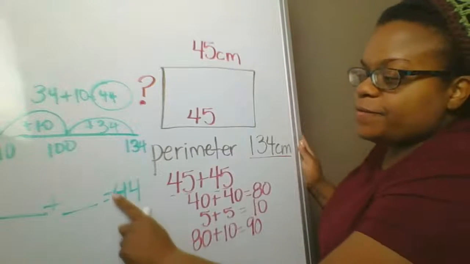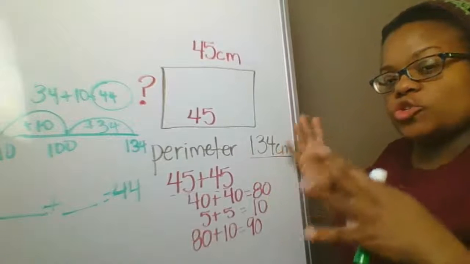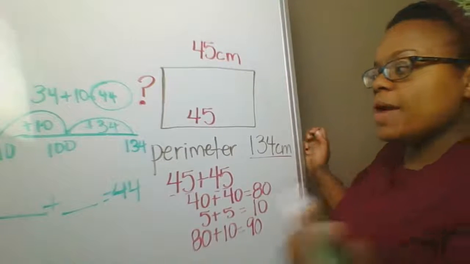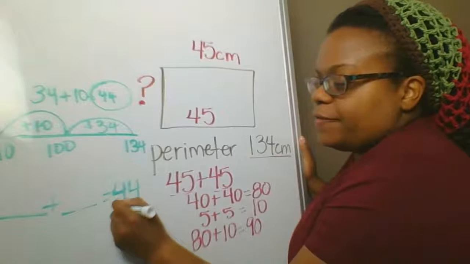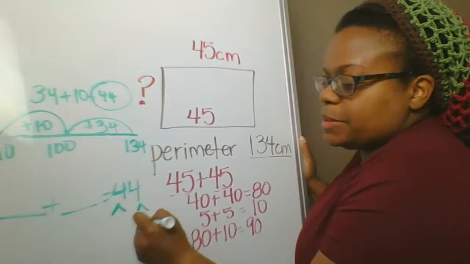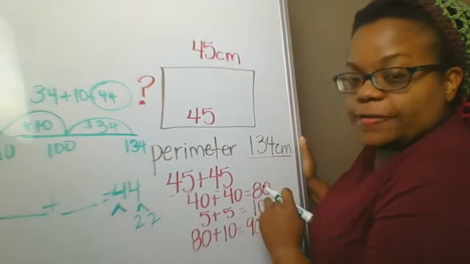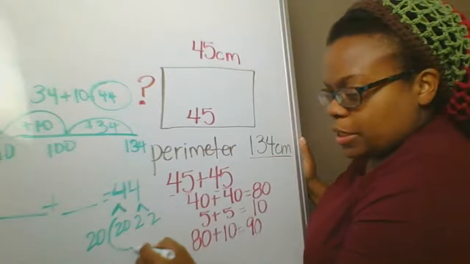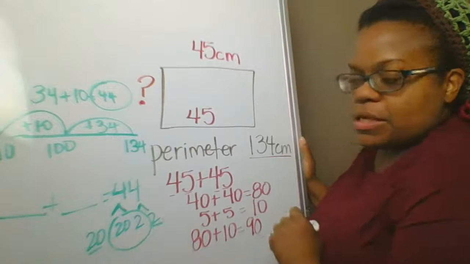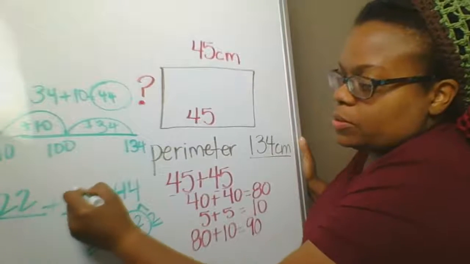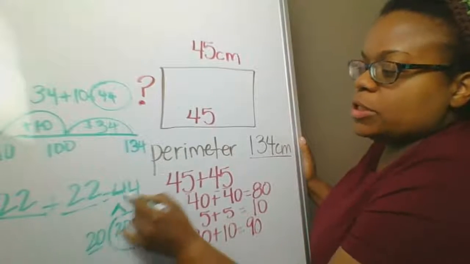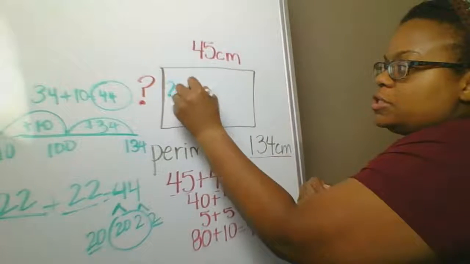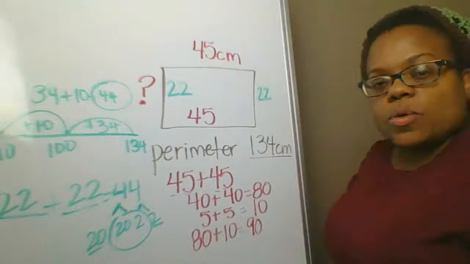So if I have 4 and I split 4 into 2 equal groups, how much would go into each group? You're right. I have to have 4 and 4 would have to be split into 2 and 2. 40 and 40 would have to be split into 20 and 20. So here is one side and here is another side. 22. 22 plus 22 equals 44. So that leads me to my answer, which is that this short side is going to be 22.